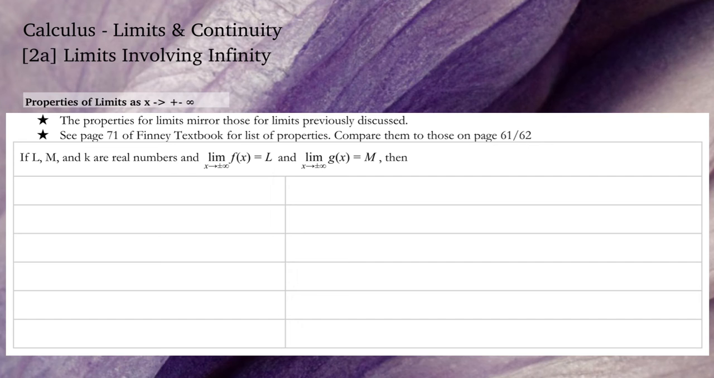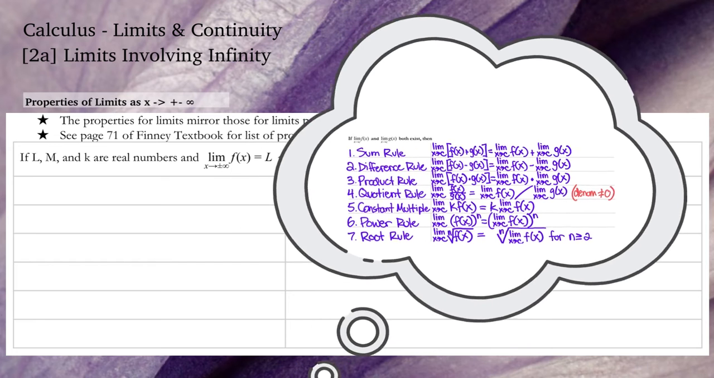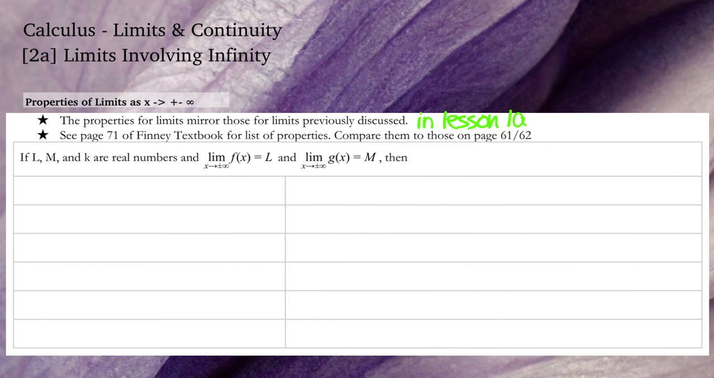Let's end this lesson with the properties of limits as x approaches positive or negative infinity. These properties are very similar to the properties I shared in lesson 1a. I mentioned that those properties are consistent with the properties of real numbers. I also mentioned that those properties could be found online or in a calculus textbook. I included some page numbers for the Finney textbook, but if you have a different edition, you might need to flip a few pages forward or backwards.